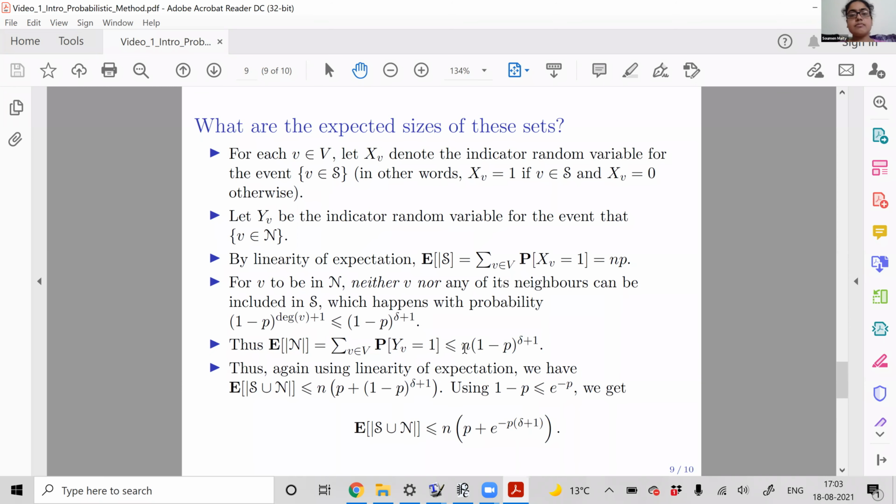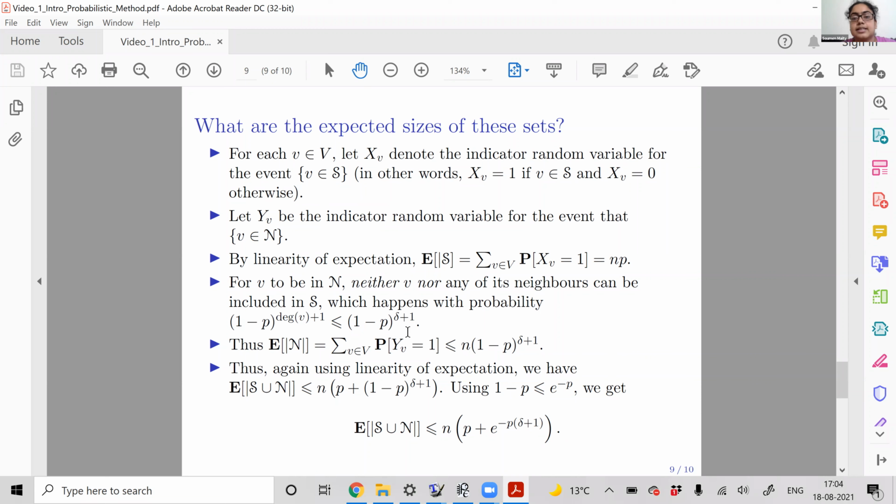So 1 minus p is less than or equal to 1, which means that when you look at the exponent here, if you replace it by a smaller quantity, then you get this inequality. Because deg V is greater than or equal to delta, and 1 minus p is bounded above by 1, (1 minus p) to the power deg V plus 1 is less than or equal to (1 minus p) to the power delta plus 1. So we're using two inequalities here, please keep that in mind: 1 minus p is bounded above by 1, and deg V is bounded below by delta.